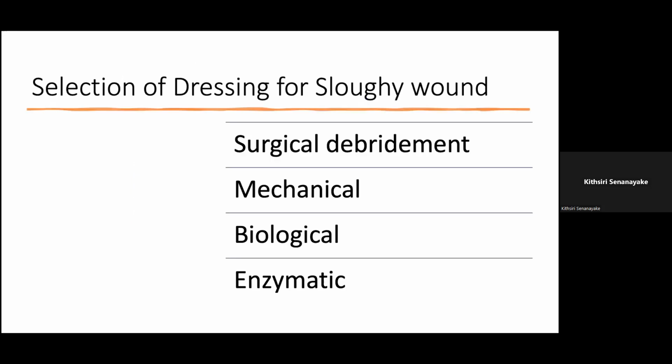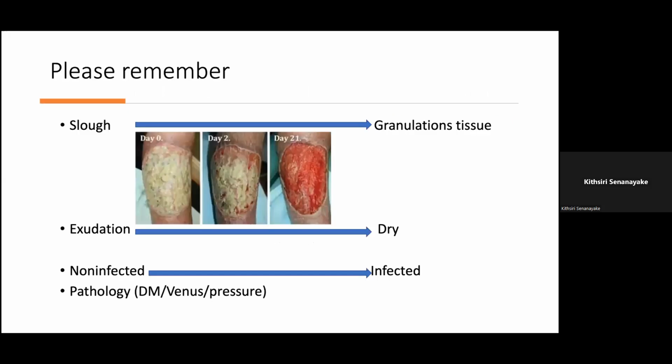Okay, so you see a wound and you find that the wound has lots of slough. So you need to remove the slough. What do you do for a sloughy wound? I also want to tell you that the wound can be sloughy and exudating, sloughy and dry, or sloughy, exudating and infected, right? You can have combinations of these things, and depending on that, we need to think about what kind of wound care product we need to use.